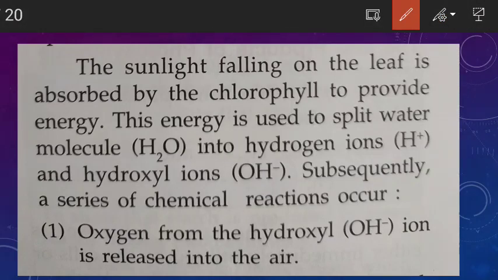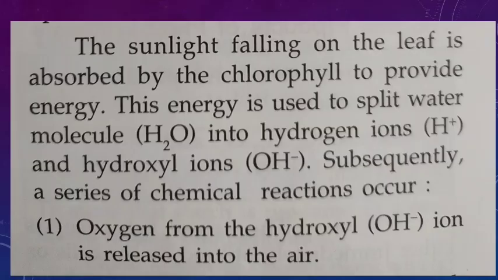The sunlight falling on the leaf is absorbed by the chlorophyll to provide energy, and this energy is used to split the water molecule into hydrogen ions and hydroxyl ions, and subsequently a series of chemical reactions occurs. Clear? So you can understand it like this: the first step in that series is that oxygen from the hydroxyl ion is released where? Into the air.